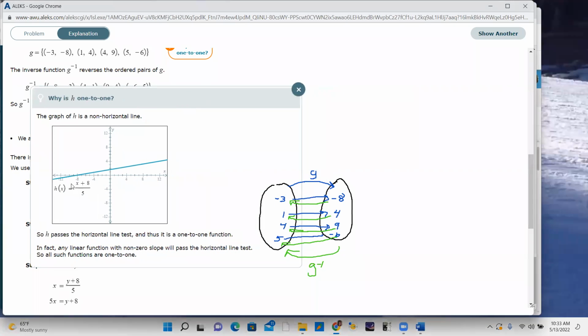And why is it 1-to-1? If you graph it, it looks like this. This is actually a line. If you wrote that in slope-intercept form, divide each of the terms by 5, you get 1/5 x plus 8 over 5. That is a line, and it passes the horizontal line test. It also passes the vertical line test. It's a 1-to-1 function.